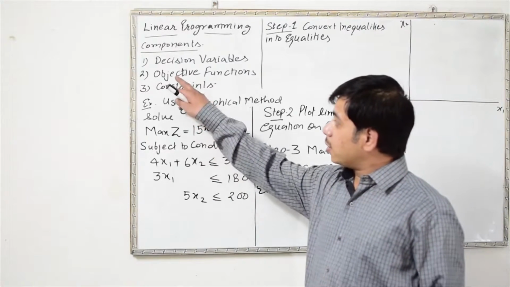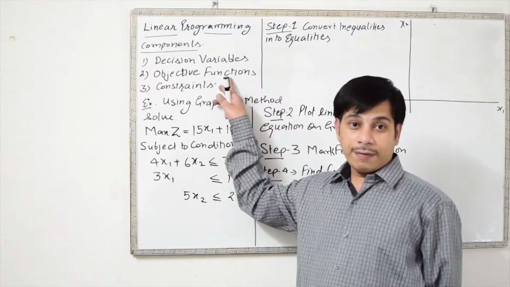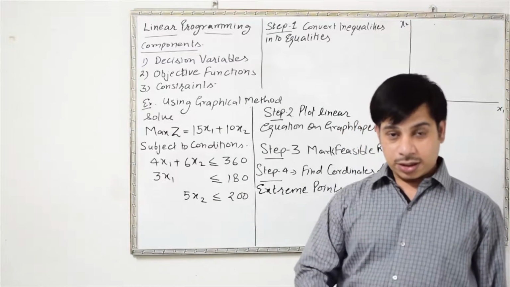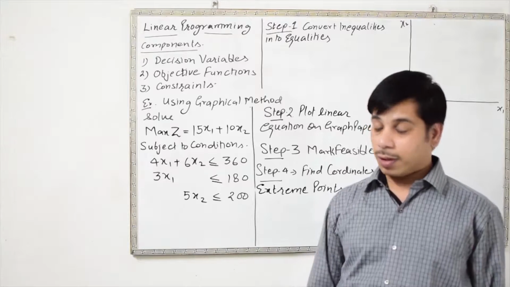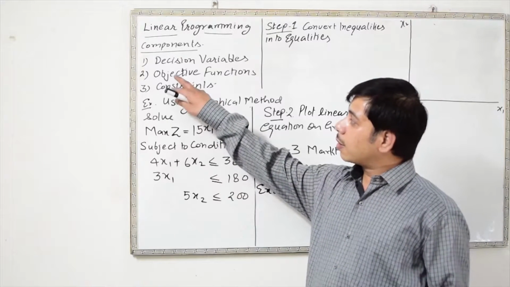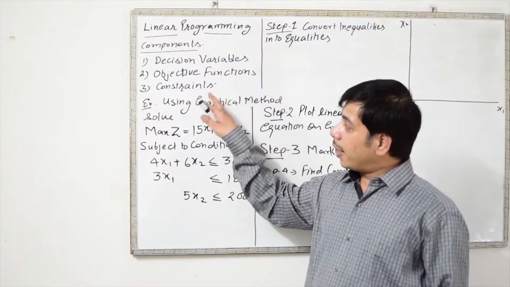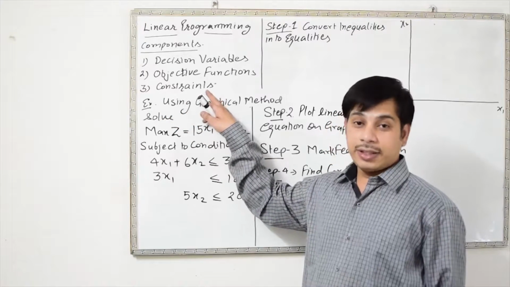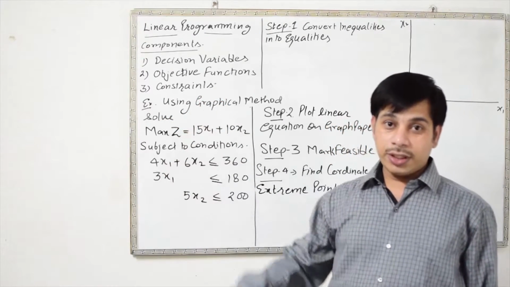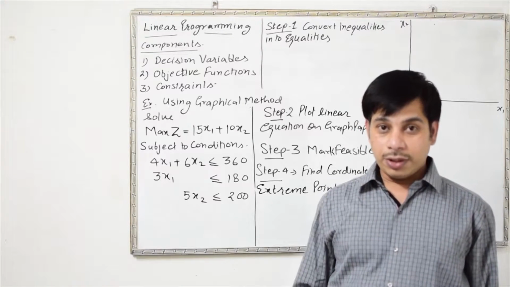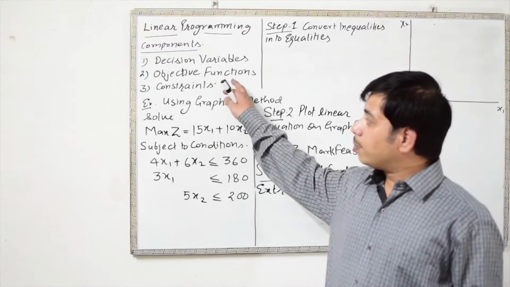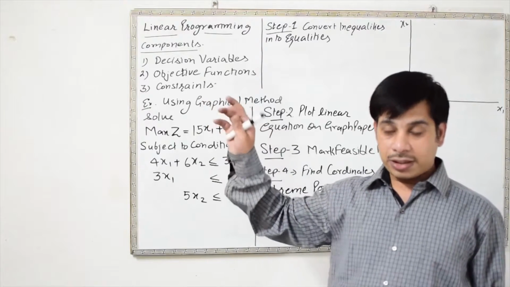The next one is the objective function. Every problem is some kind of problem and our objective is to find the best solution of that problem. So the second component is the objective function, and the third component is constraints. Constraints are those conditions under which we have to find a solution which is best suited for our objective function and gives the best results.